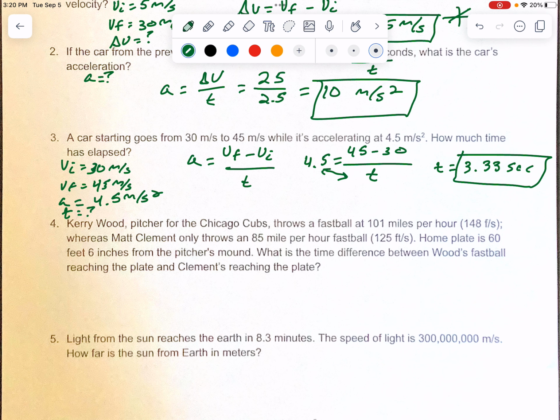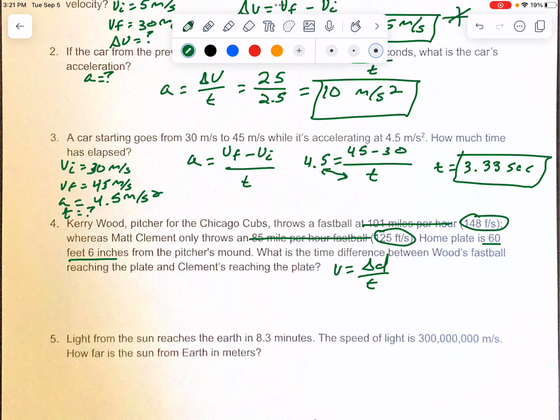Okay, so I have a lot of things going on here. One, I have my displacement. That's how far it's going, 60 feet 6 inches. That tells me which velocity to use. If I have my displacement in feet, I would rather use a velocity that's already in feet. So I'm going to get rid of the miles per hour. That's mostly for the sake of you knowing how fast that is, because baseball does not track in feet per second. Usually it's miles per hour. So we're going to use these velocities right here. We have our displacement, 60 feet 6 inches, and we're just looking for time. It didn't mention acceleration at all, so we do not need to use an acceleration equation. We're just going to use V equals D over T.